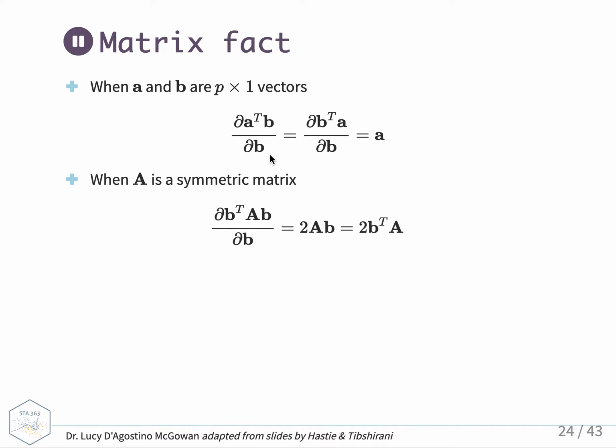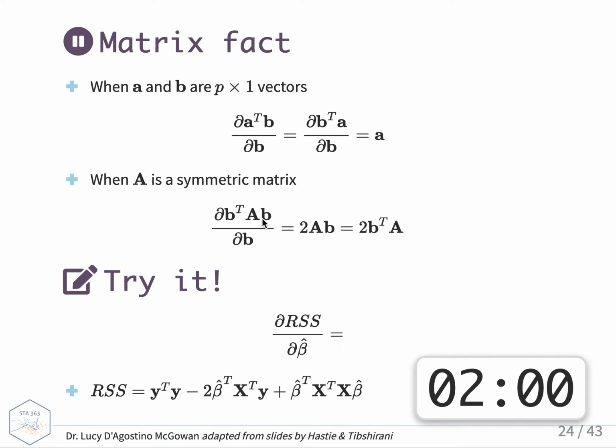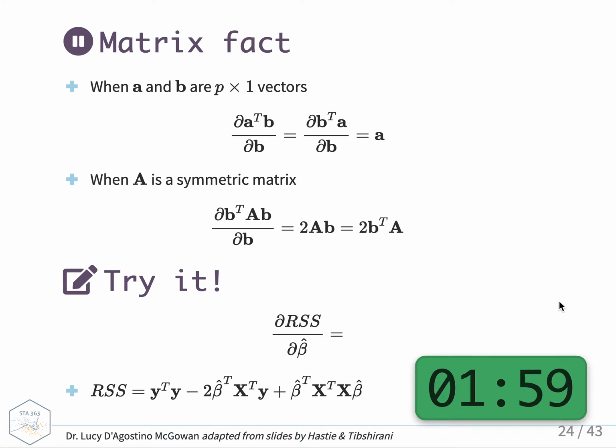And similarly, if A is a symmetric matrix and you take the derivative of B transpose A times B with respect to B, then you end up getting 2 times A times B. This is the important piece that we're going to want to keep track of here. So what I want you to do is try this. I'm going to give you a couple minutes to try it. Basically, I want you to take the derivative of this set of matrices with respect to beta.